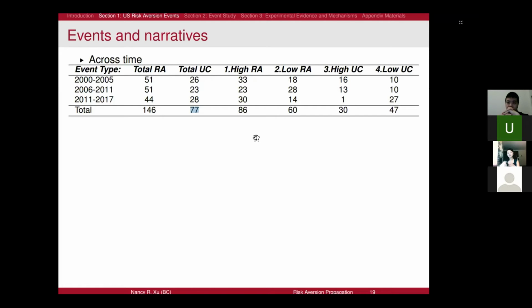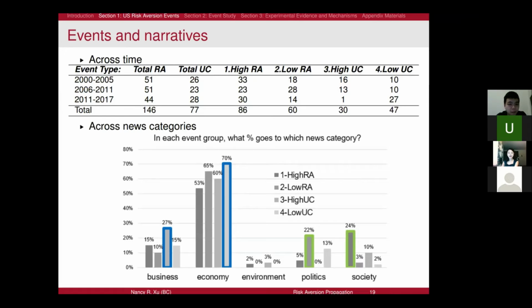And the reason we are able to achieve that is because I have regressed this measure onto some persistent variables to tease out the economic business cycles, right? And across different news categories, I think this can help me increase the confidence of this event identification. For instance, there are 4 groups. We identified that business and economy news likely appear more often in uncertainty news, whereas politics and society events likely appear in risk aversion news, right? These dark gray bars here.